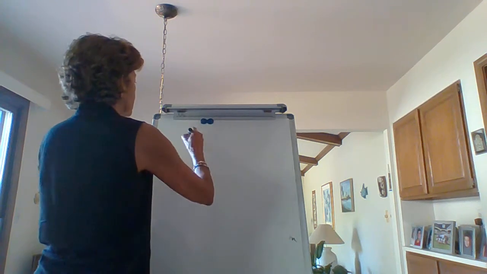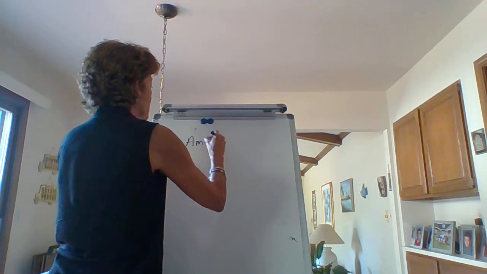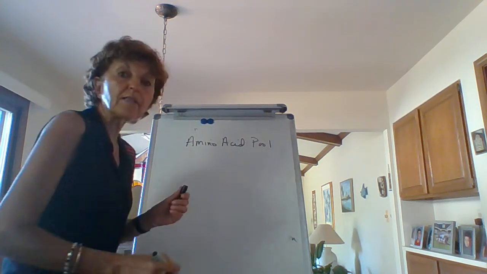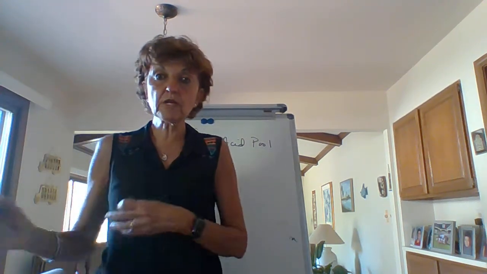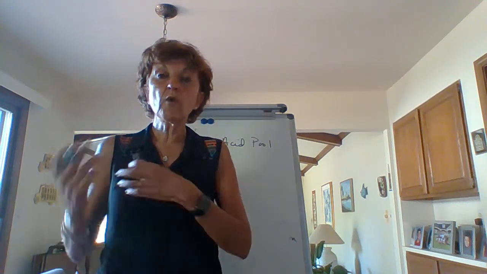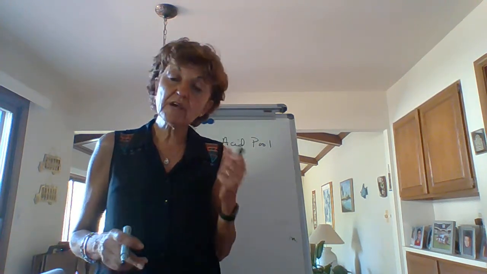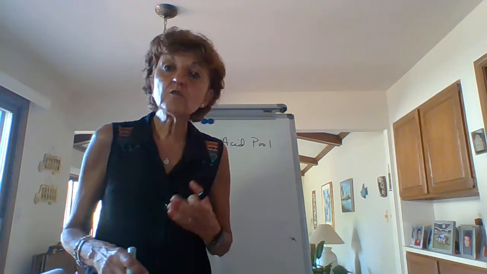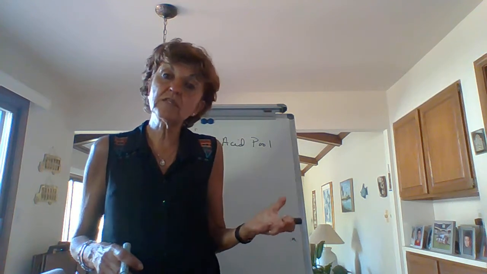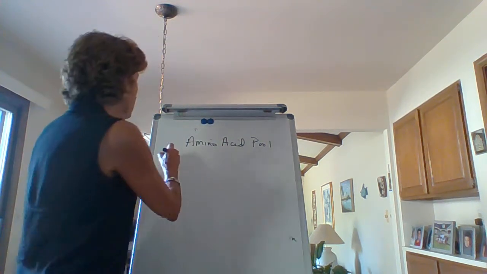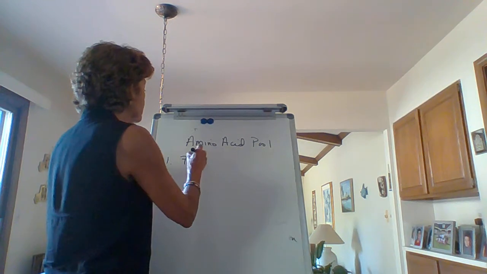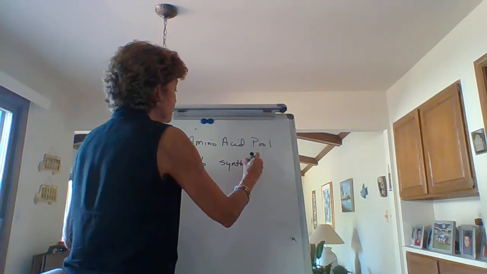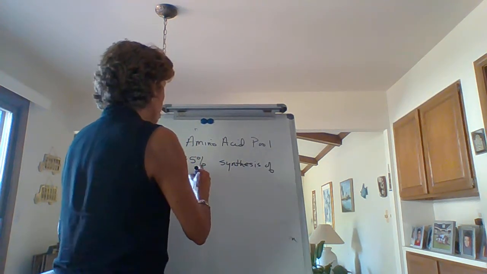Let's write this down. Amino acid pool. All right, thousands and thousands of free amino acids are here now. What are we going to do with them? Well, 75% of all the amino acids in dietary protein are used to synthesize new proteins in the body. So number one, 75% are used for synthesis of new proteins.